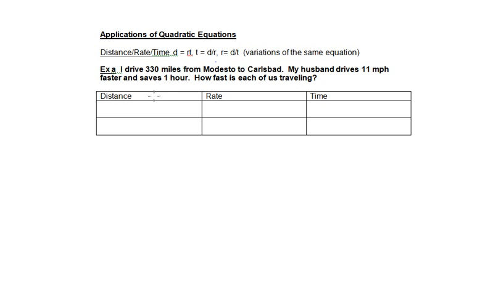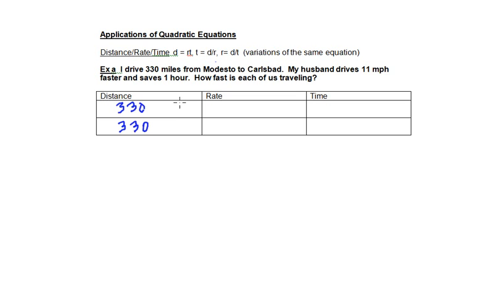So we'll start off with 330 miles. That's pretty straightforward. I drive 330 miles to get there, and my husband drives the same 330 miles for the return trip. So that's the first column that we'll fill. And then the second column says my husband drives 11 miles per hour faster and saves 1 hour.